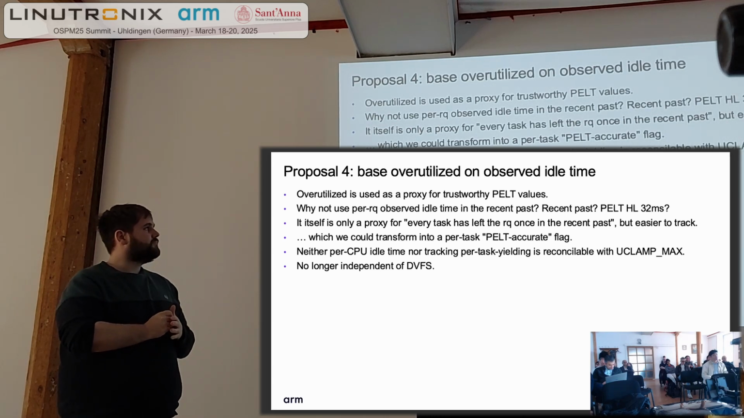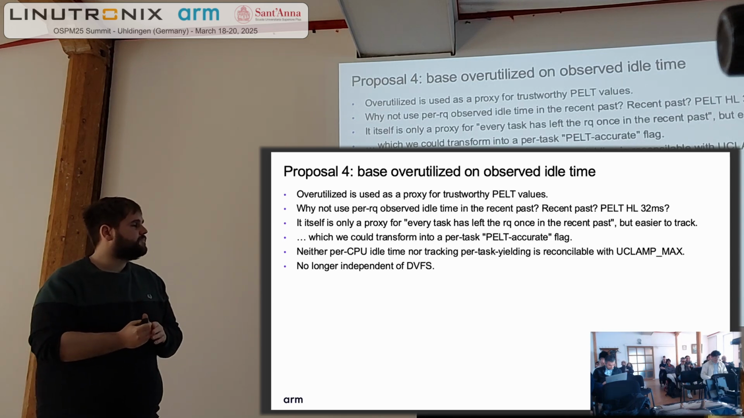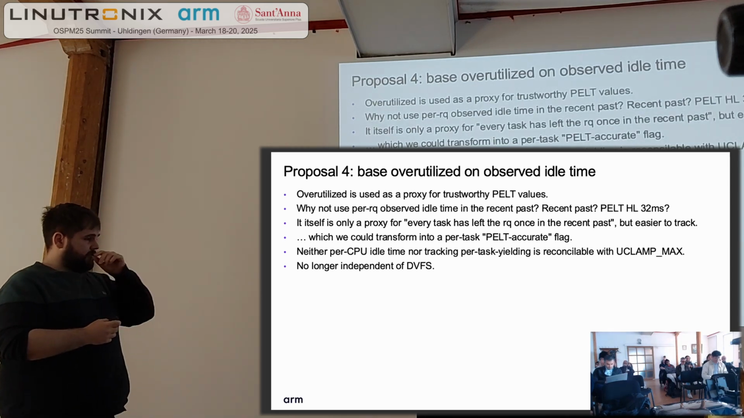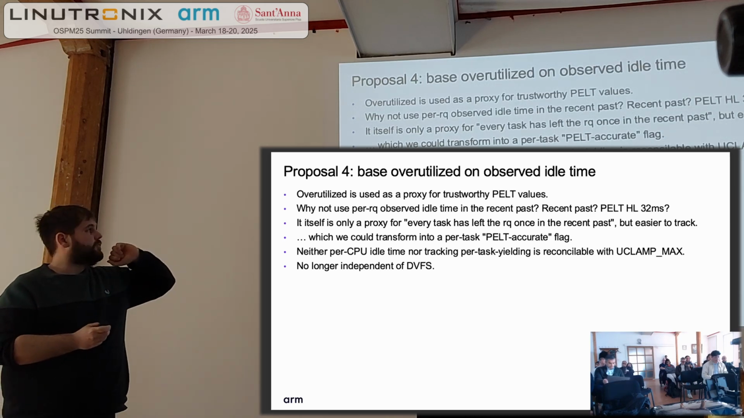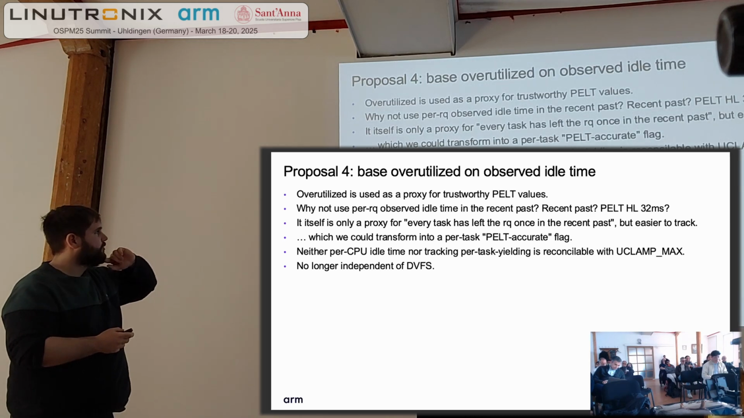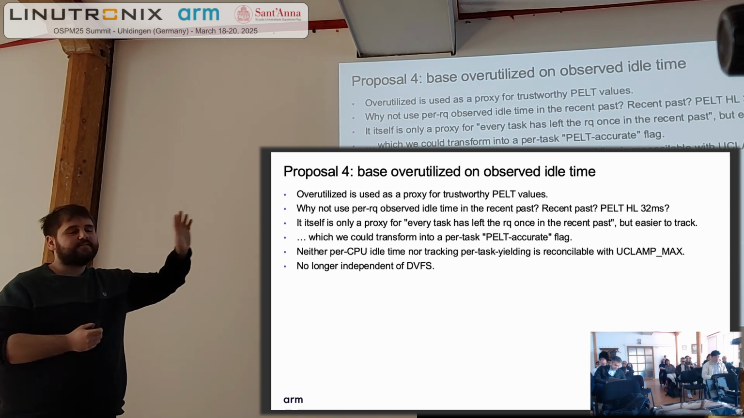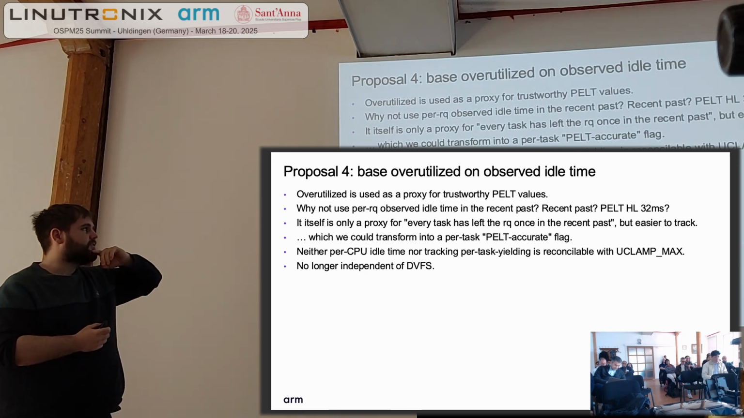Essentially, what we're trying to express here is that every task has dequeued at least once in that time. It's a bit easier to track though because it's just per CPU. We could potentially transform this into a per-task accurate flag. I don't think it's that useful. It's just a thought experiment.